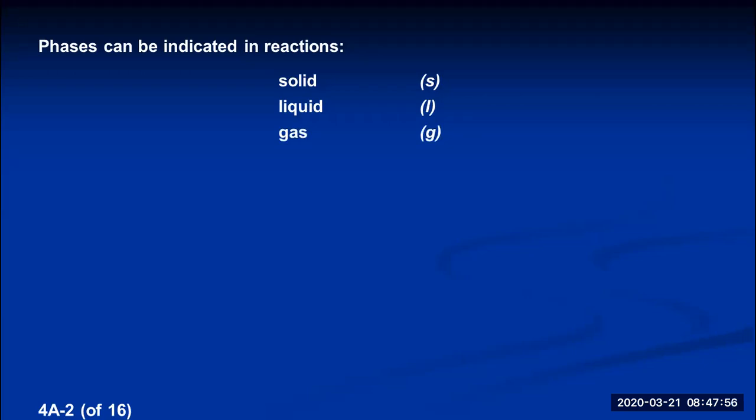One other state which is common in chemical reactions is a material may be dissolved in water. If it is, we don't call it a liquid. A liquid means a pure material. If something's dissolved in water, it means it's mixed with water, and we use a different symbol to represent that. Any material dissolved in water is expressed as AQ for aqueous solution, which means a water solution.